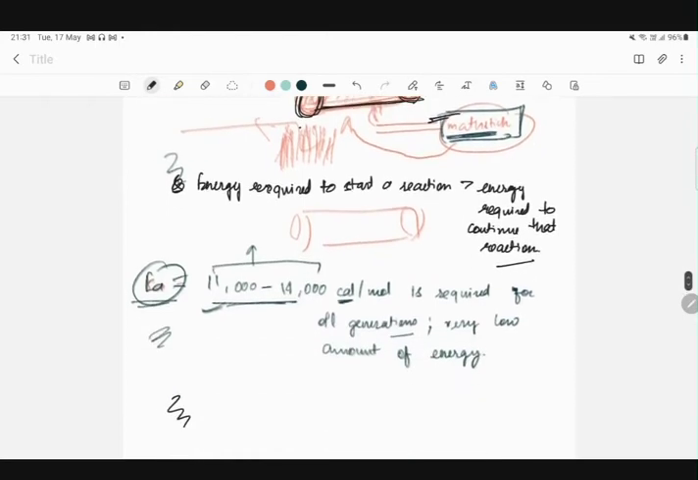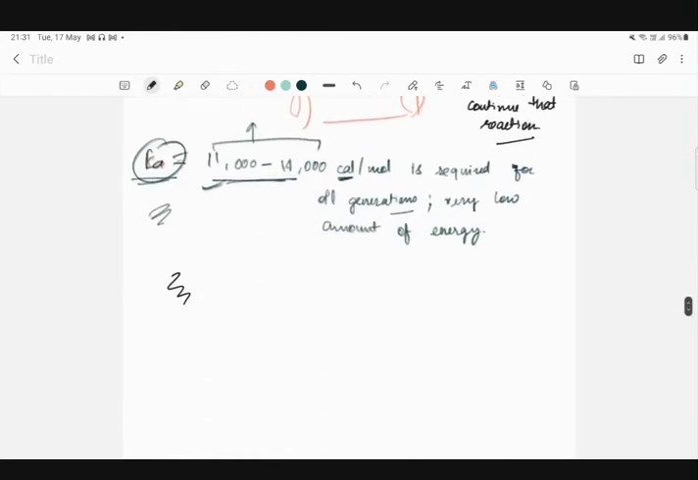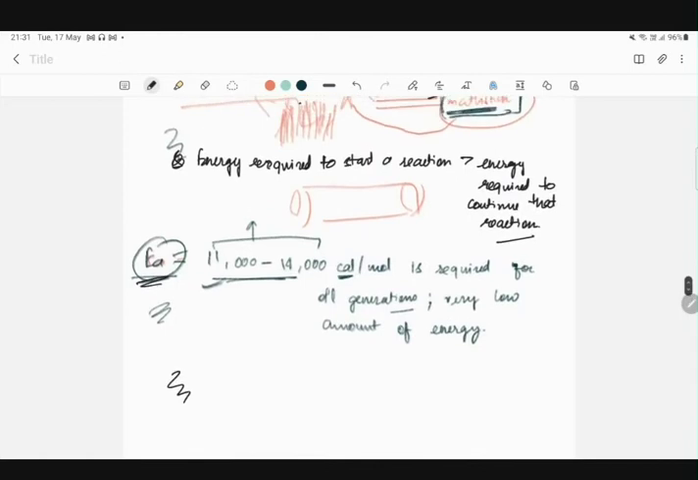Yes, sir. Okay, so we were discussing the amount of activation energy required for oil generation. The amount of activation energy for oil generation is 11,000 to 14,000 calorie per mole. This amount of energy is required for oil generation, and this is low.